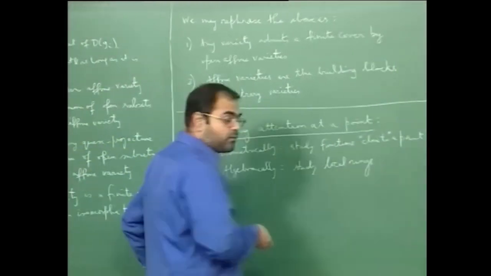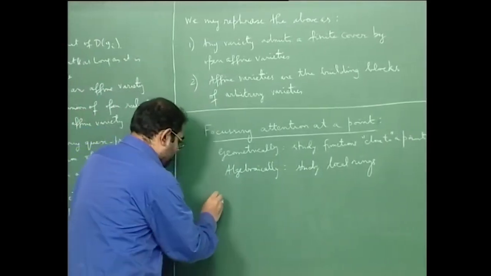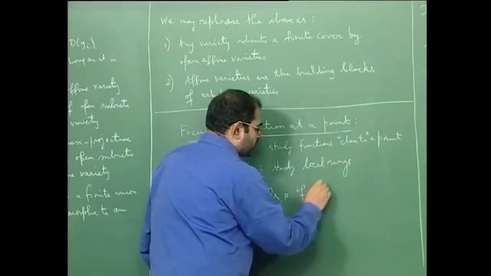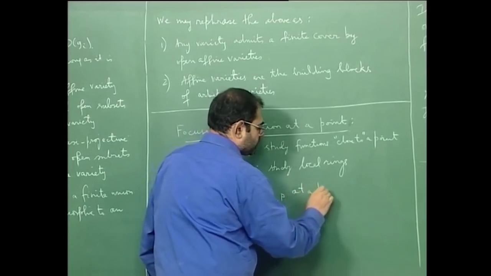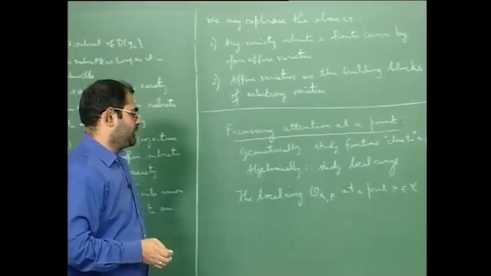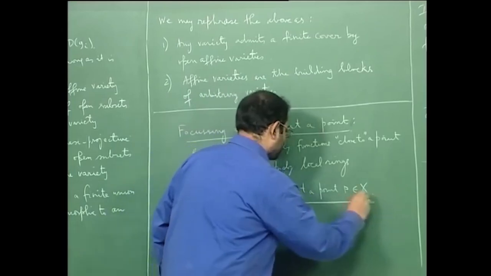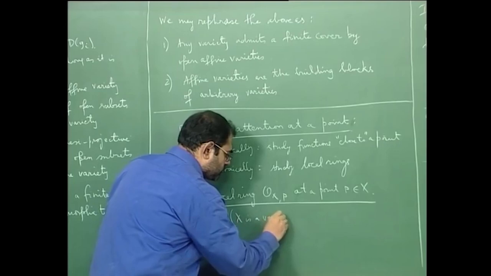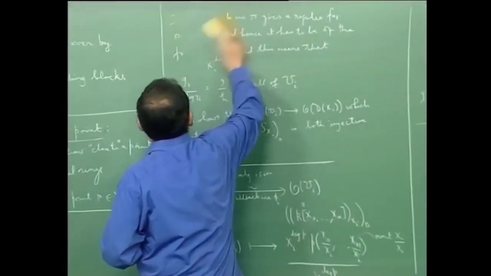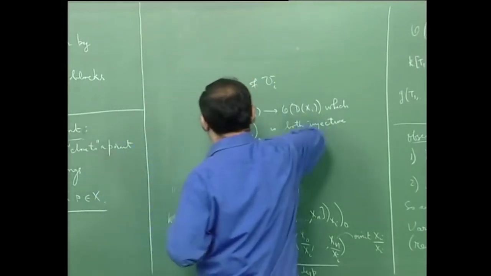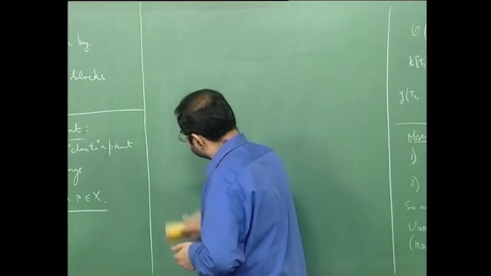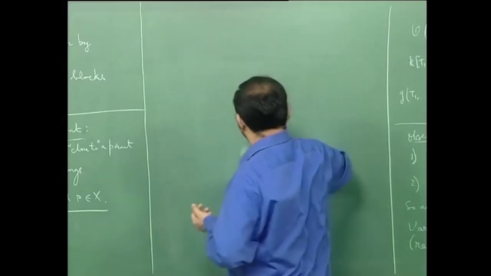What I'm going to do now is define the local ring at a point of a variety. So the local ring O_{X,P}, this is the notation, at a point P in the variety. Here, of course, X is a variety. So we are going to define this, and how does one define it? It's defined in a way which extends to defining a local ring of functions of any type. You can use this to define local rings of continuous functions, local rings of differentiable functions, local rings of, if you want, holomorphic functions, and so on and so forth. So the philosophy is very, very general.